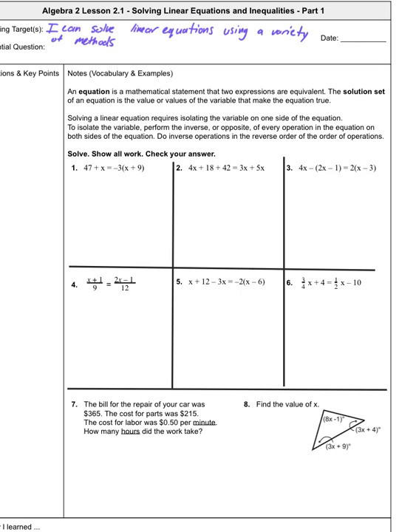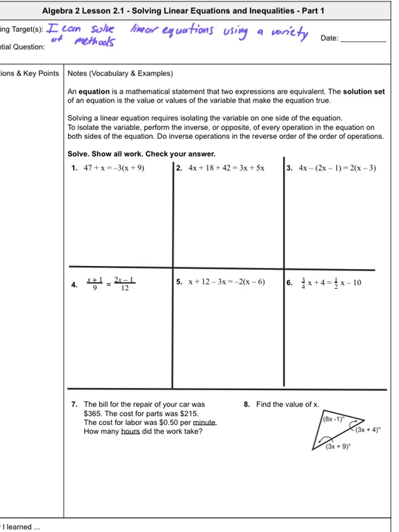Solving a linear equation requires isolating the variable on one side of the equation. To isolate the variable, perform the inverse or opposite of every operation in the equation on both sides of the equation. Do inverse operations in the reverse order of the order of operations. So you can think of this like PEMDAS, but backwards.